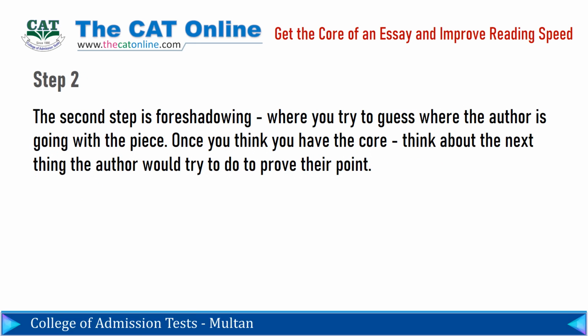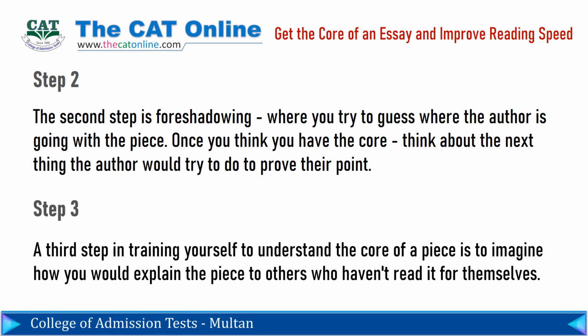Step 2. The second step is foreshadowing, where you try to guess where the author is going with the piece. Once you think you have the core, think about the next thing the author would try to do to prove their point. Now, you don't have to be right. This isn't about always knowing what somebody is going to say next. The purpose of this is to allow you to think while you're reading through the piece and think about a natural flow of information. If the author goes a different way, that's fine. Go with them, but ask yourself, what are they trying to say?